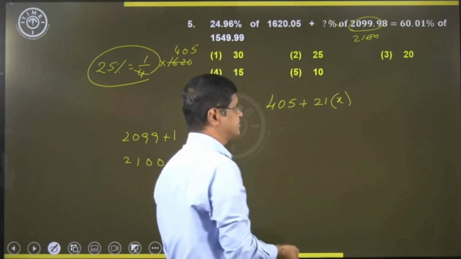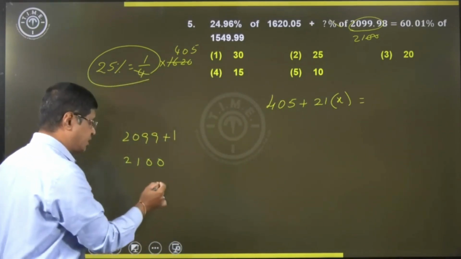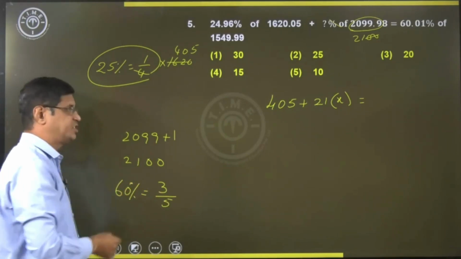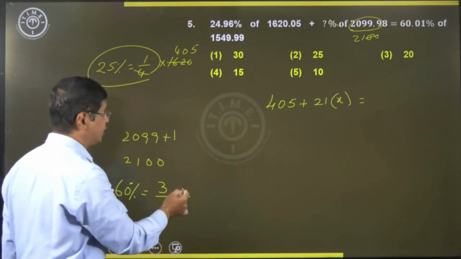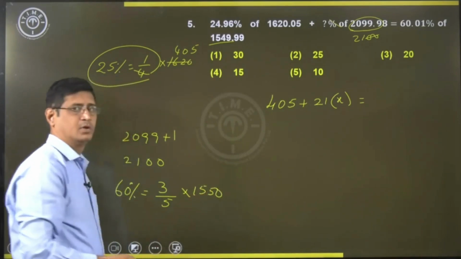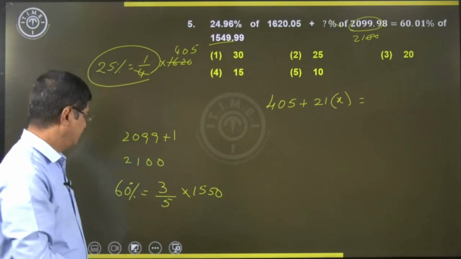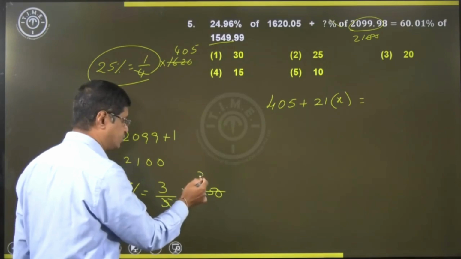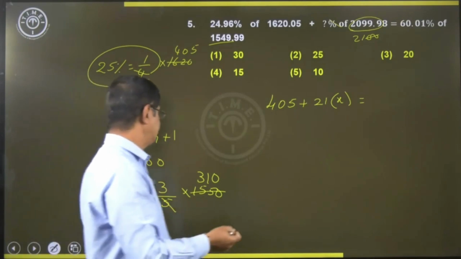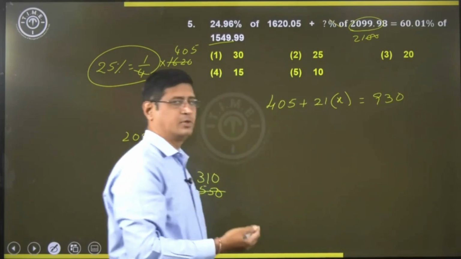So I am taking here x equal to 60.01%. 60% means 3/5. The equivalent fractional value of 60%, that is 3/5. 3/5 of what to find here? 1550. 1549.99, which is approximately 1550. Now simplify this. 5 goes how many times? 310 times. 3 times of 31, that is 93. So it is how much? 930. Now simplify.